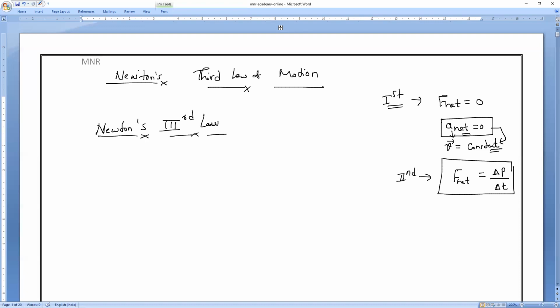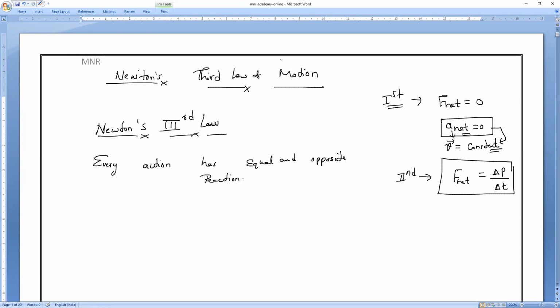So anybody tell me, what is the third law that you studied in class 9th? Try to speak and participate in the class. Being a part of the class is always very important. What do people know? Every action has an equal and opposite reaction. So that is what you studied about Newton's third law.